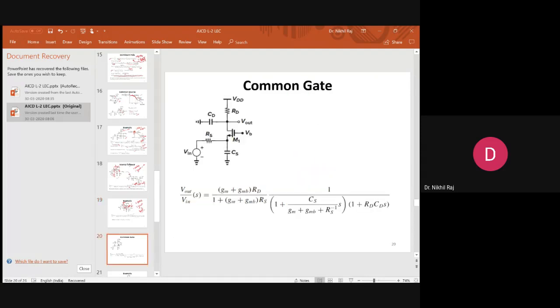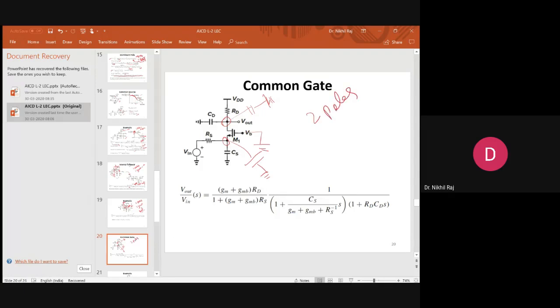Okay. Now coming to the common gate. Now in the common gate, if you see, how many nodes are there? At M1 and at V out. So there are two nodes, and at two nodes there are two capacitances. Because this VB will be grounded, one capacitance will come here with respect to ground, another capacitance will come here with respect to ground. So this means this will have two poles definitely.